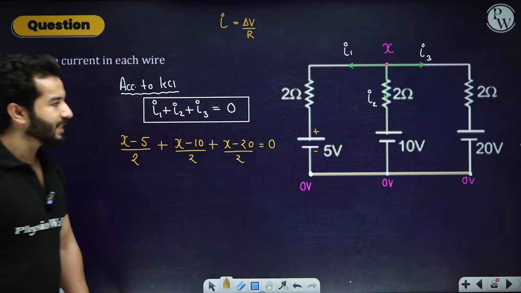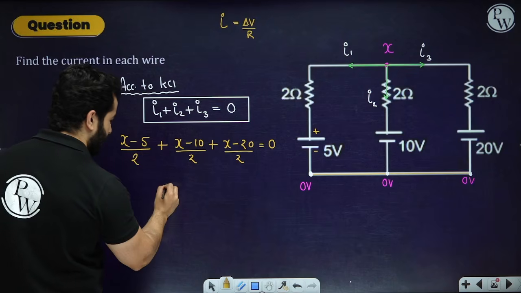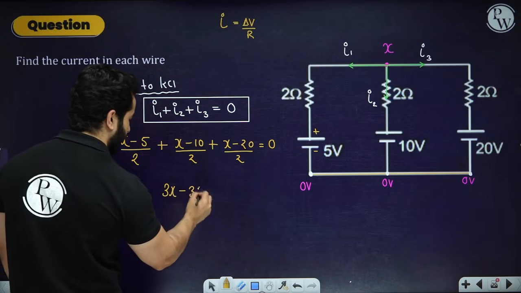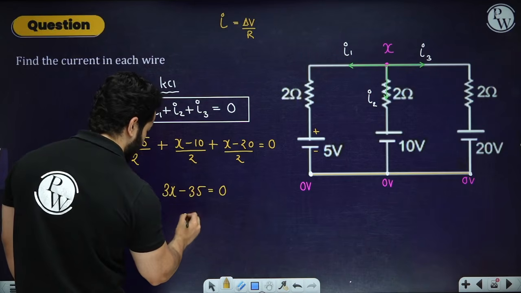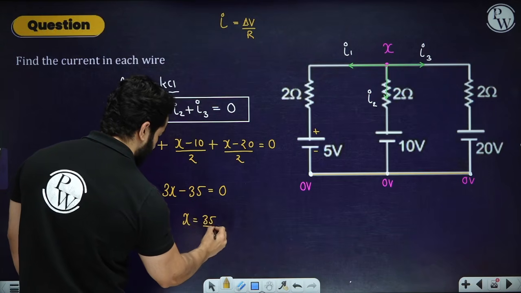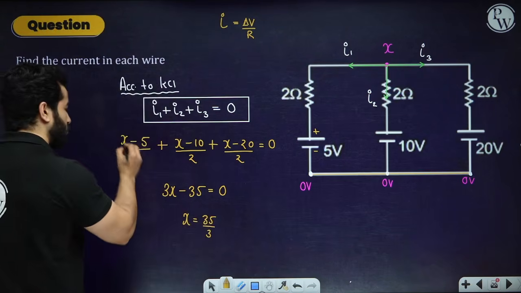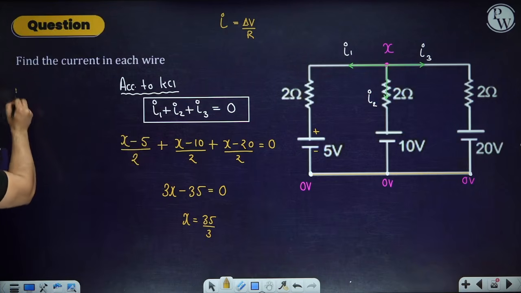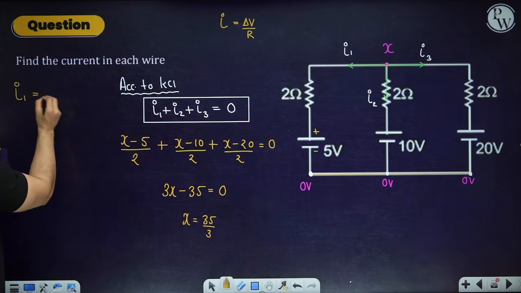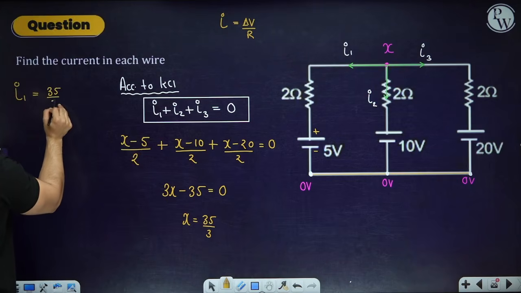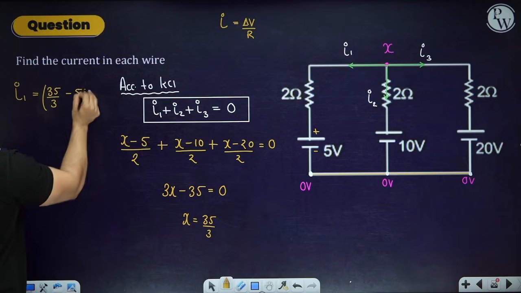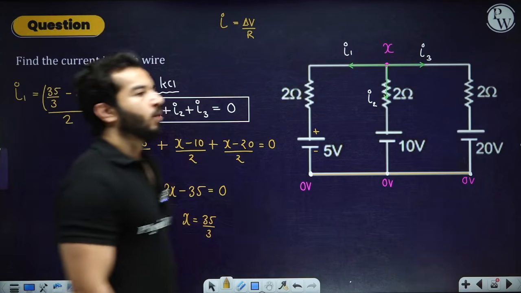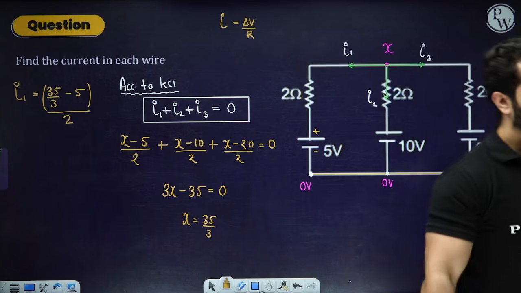Can we find out what X is going to be? So this will be 3X minus 35 equals 0. So X will come out to be 35 by 3. Now just put the value of X on these three individual terms. That means if you want to find I1, it would be just 35 by 3 minus 5, whole divided by 2. Hopefully everything is clear, right?